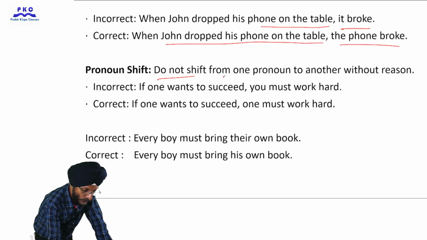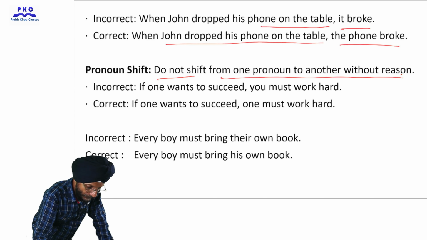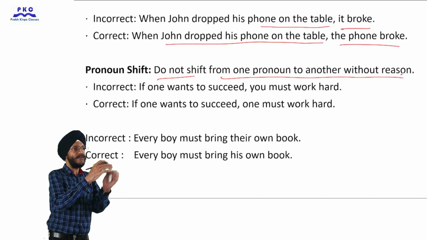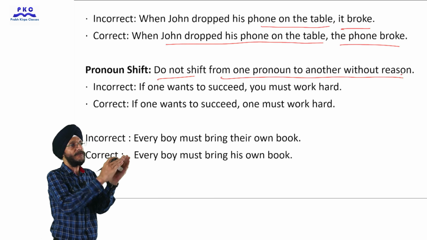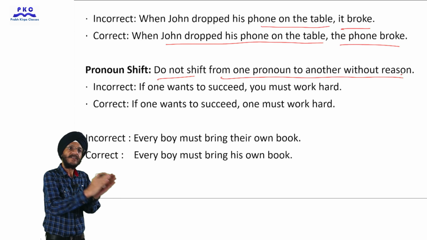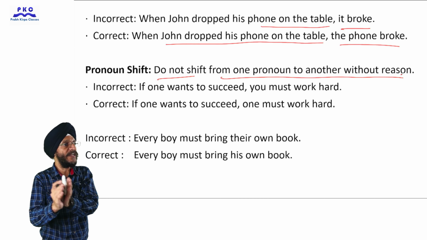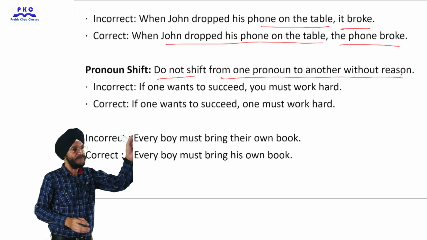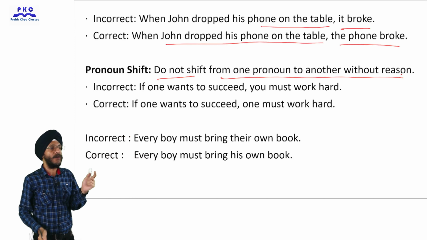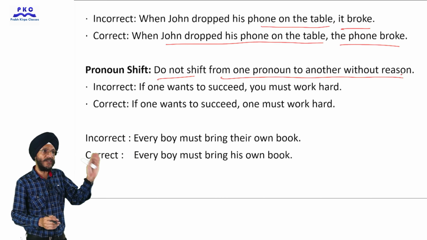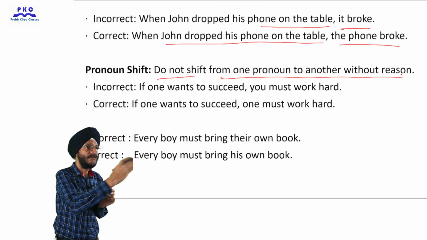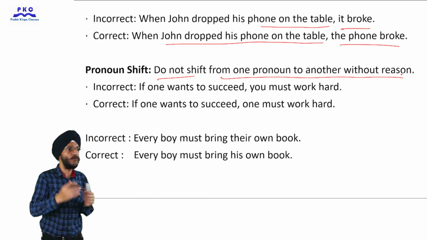Pronoun shift. Do not shift from one pronoun to another without any reason. That is, if the noun is in first person, the pronoun should be in first person. If the noun is in second person, then the pronoun should be in second person. If the noun is third person, then accordingly the pronoun should be in third person, he or she may be used.